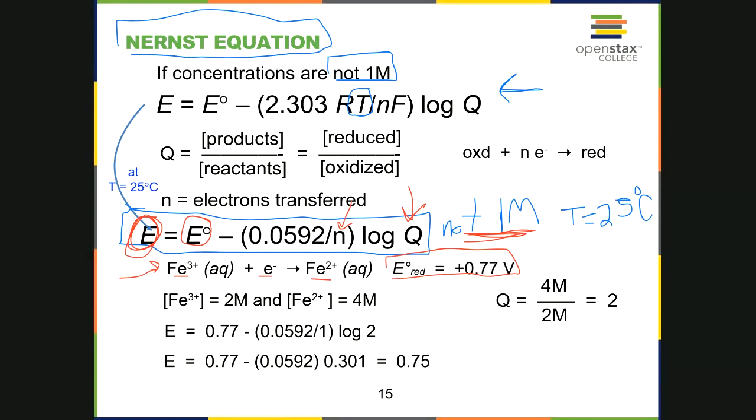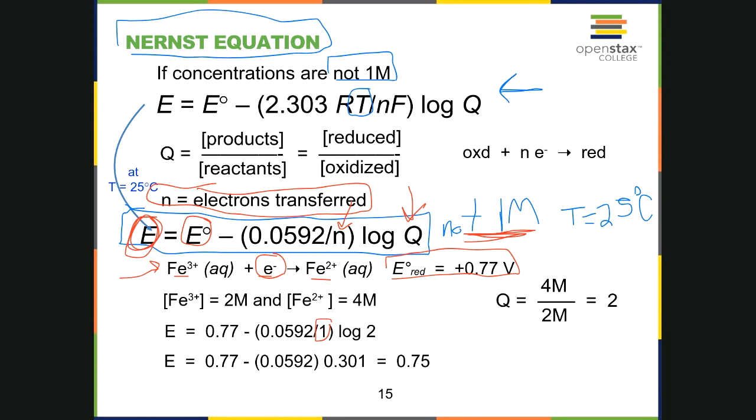But then we need to figure out what is N. And N is the number of electrons. It says that up here, number of electrons transferred. So for this example, it's only 1. You look here, that's 1 electron. So we come down below and you see that we've got a 1 right here. That's where that 1 came from. There's only 1 electron involved.